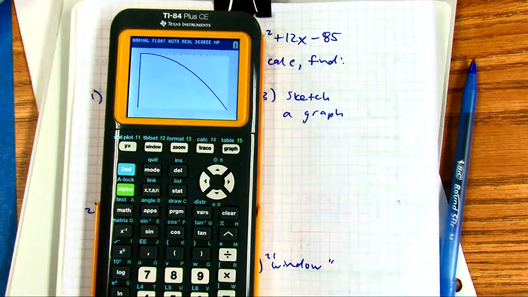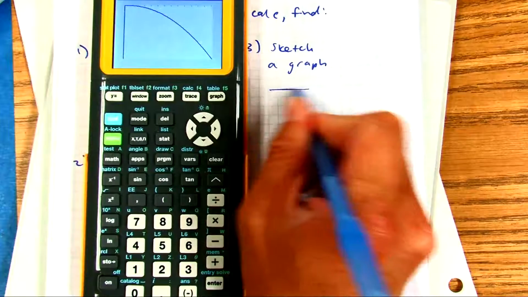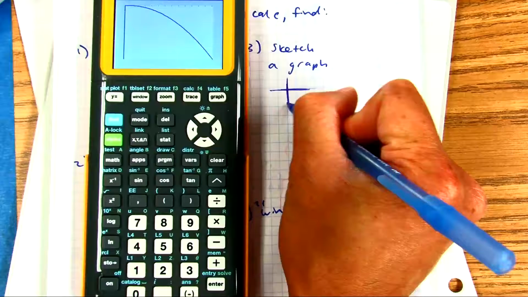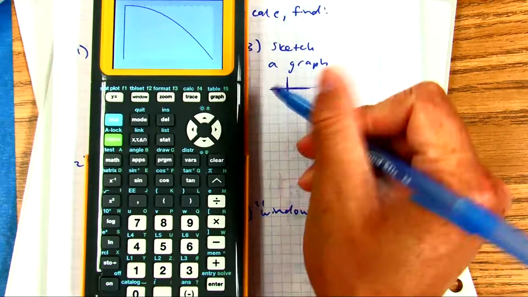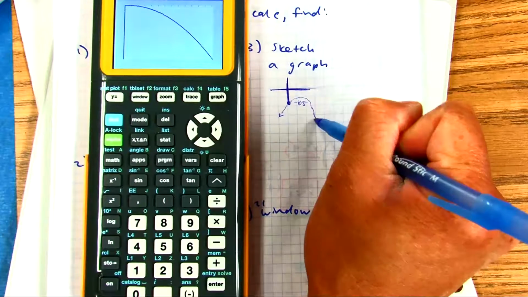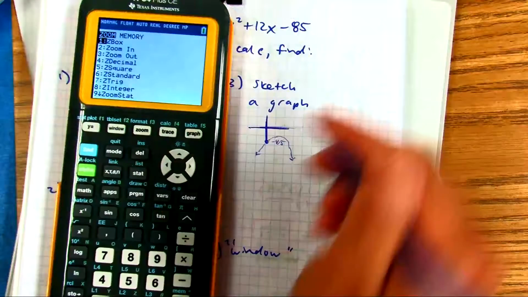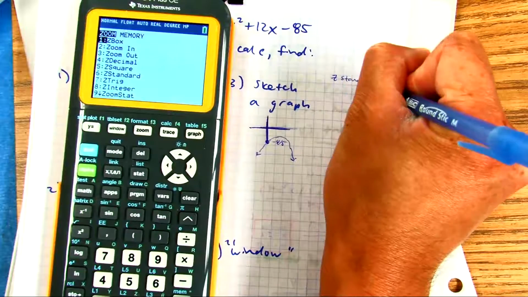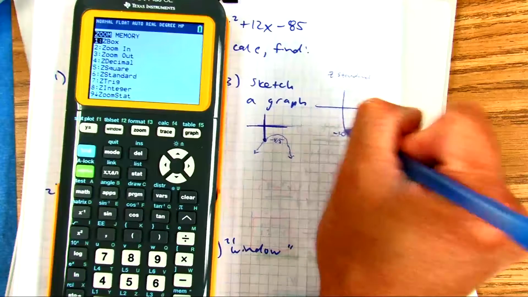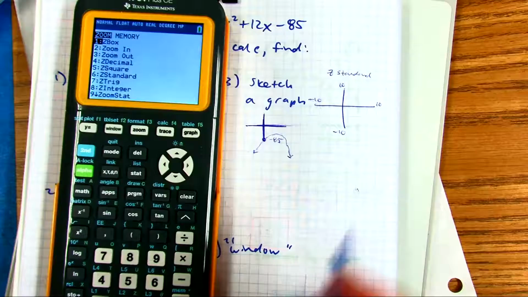Okay, so let's sketch a graph based on information we know. Really small, really quick. I know my y-intercept is negative 85. I know my graph goes down. You could just draw a possible graph that looks something like this, right? Okay, what does zoom 6 standard look like? This graph is going from negative 10 to positive 10, and positive 10 to negative 10. Does that make sense? That's all it has on the window. So we actually have to change the window itself.